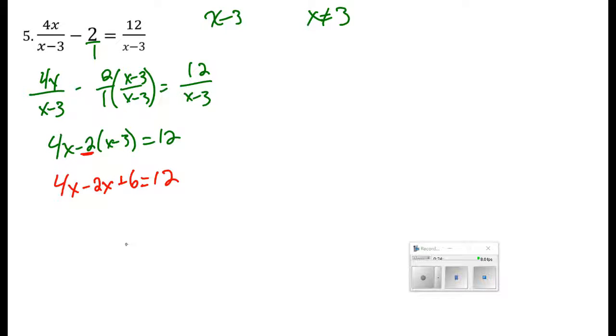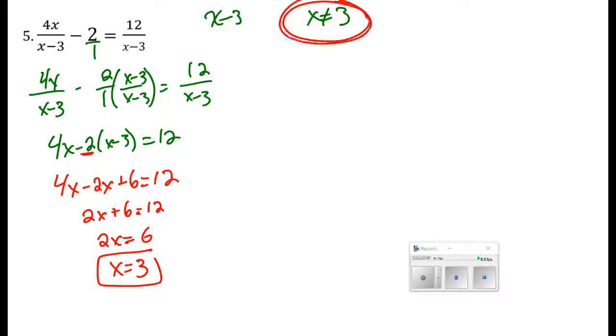This is a nice linear equation. 2x plus 6 equals 12. 2x equals 6, and you get x equals 3. So x equals 3 is the solution to this equation. But hopefully that warning light is going off in your head that up here we said x cannot be 3, because if I take x equals 3 and plug it in, you end up dividing by 0. So we have to reject this solution because it's extraneous. It's an extraneous solution.